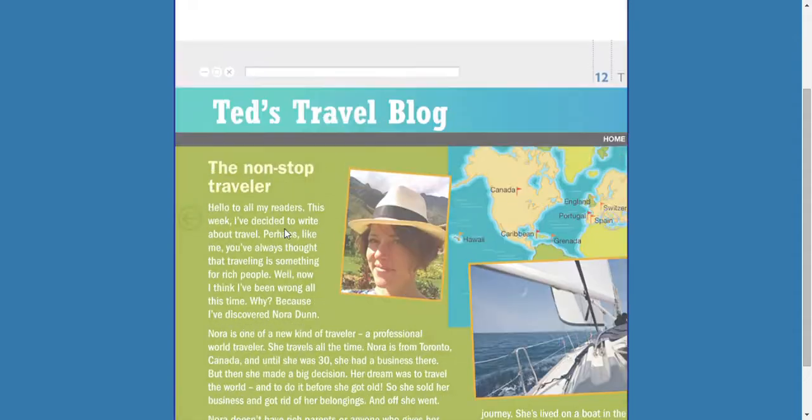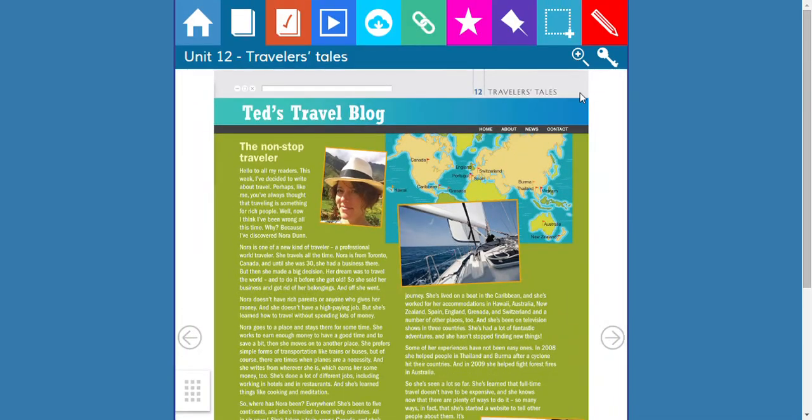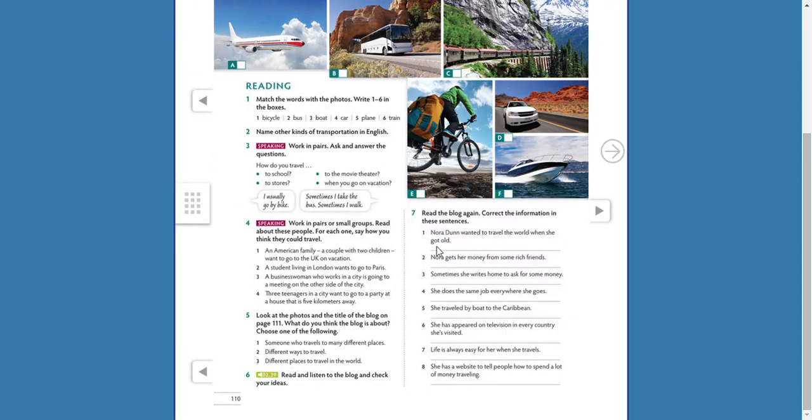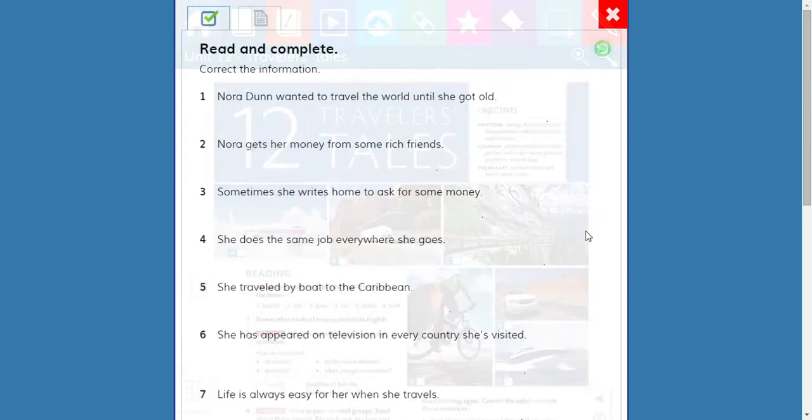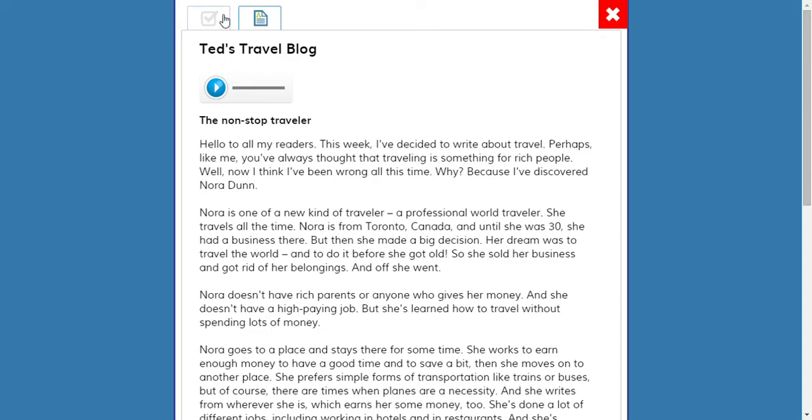Okay, so this was the text. I read the text, no? And the idea is to answer some questions. So let's go back to the activity. Now here it says, Nora wanted to travel the world when she got old. See here? So here is for answering, and the answers are in the text.